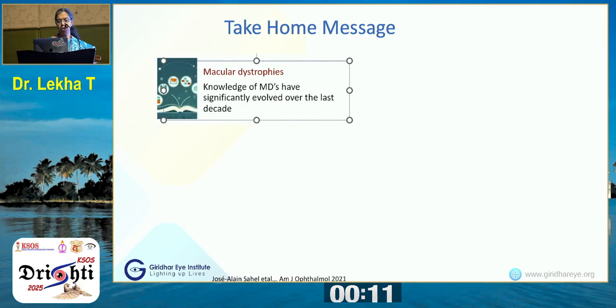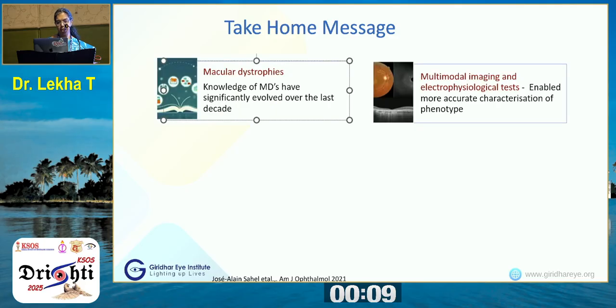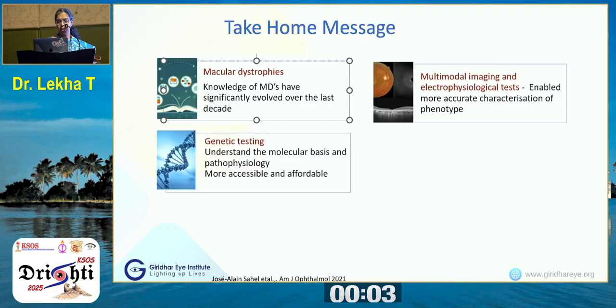So to conclude, our understanding of macular dystrophies has greatly improved. Multimodal imaging and electrophysiological tests have helped us to characterize these lesions better. Genetic testing has helped us to understand the molecular basis, and because it is now more accessible and affordable, we should have a tendency to investigate them on the genetic side also.